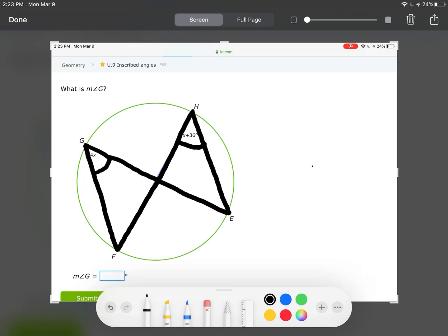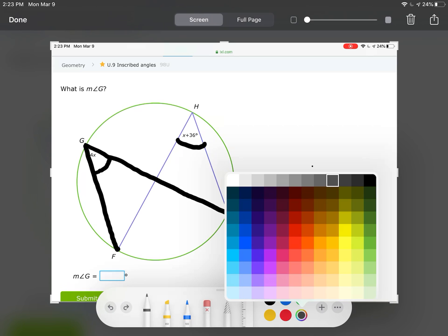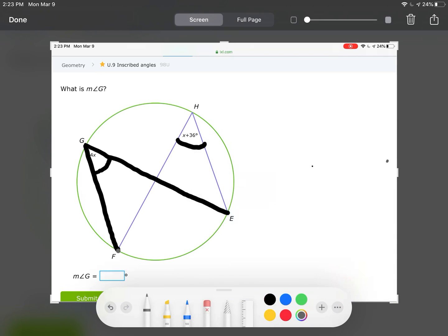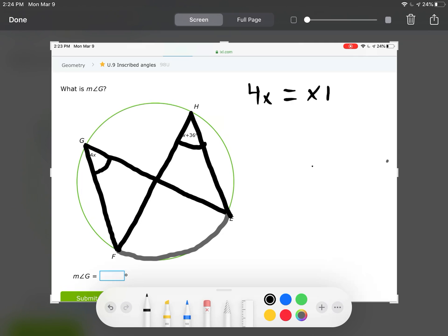So both of them actually subtend the following arc that I'm going to do in a lighter color, gray. So it subtends this arc. They both subtend the same arc, which means that they're both actually the same angle measure, which means that you can set the equations equal to each other. So we're going to say that 4x, the angle expressed by 4x, should be equal to the other angle expressed by x plus 36. And then we're going to go ahead and solve this.